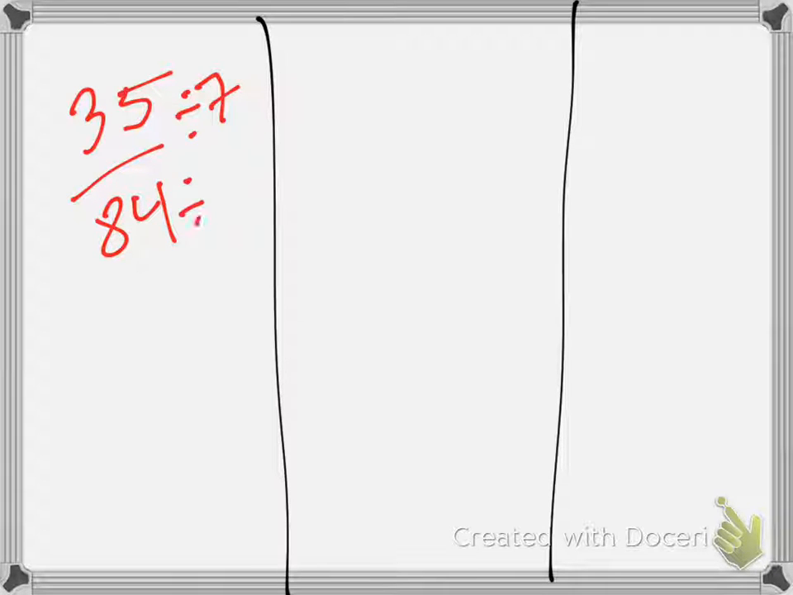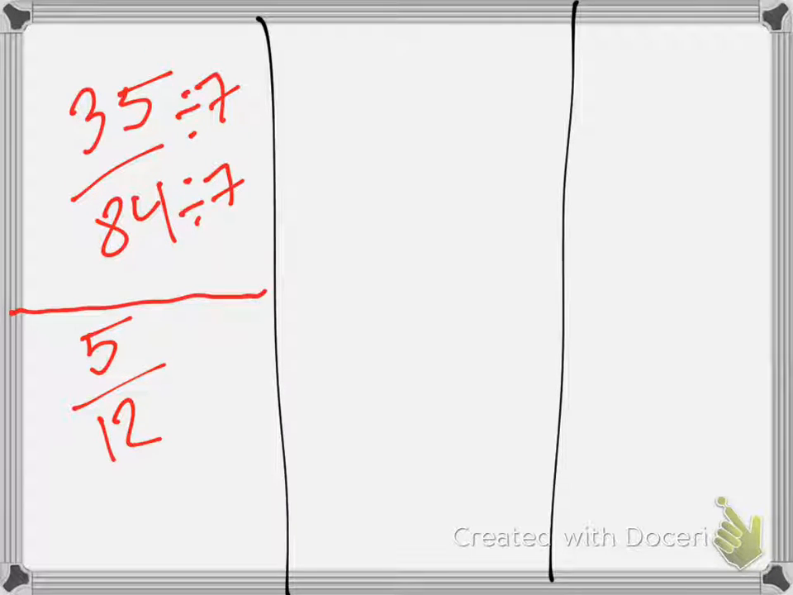It had 7, 35, and 84. So we divide them by 7, right? What's 35 divided by 7? 5. And then what's 84 divided by 7? 12. Perfect. So this one is at 5/12 so far. It's a pretty good number to leave it at because we can't go smaller.